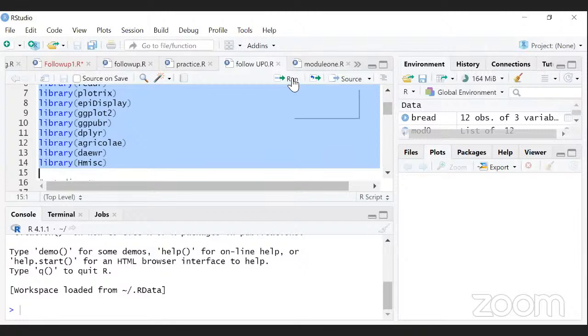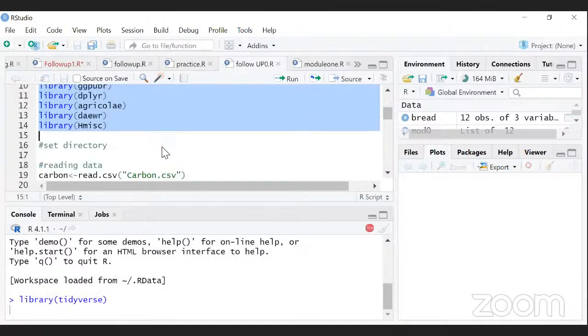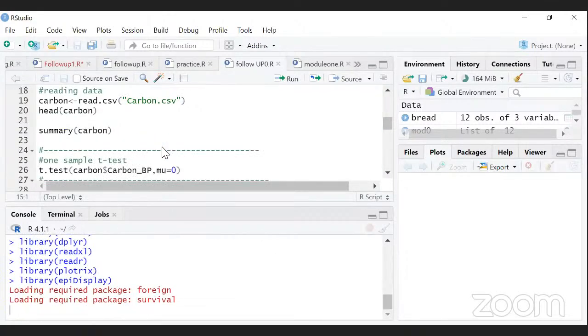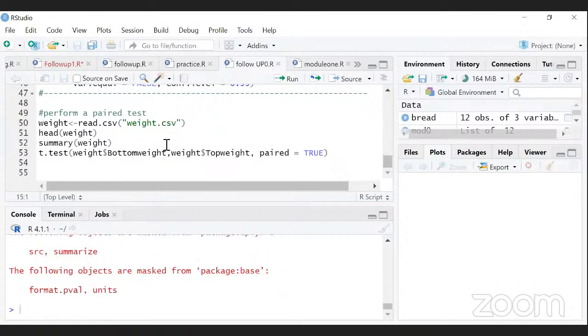I'm assuming that everybody received their notes because we sent them last evening. So I ran all those packages. You wait a bit for them to run. Then I'm scrolling to paired t-test.